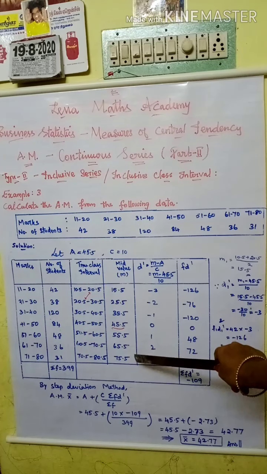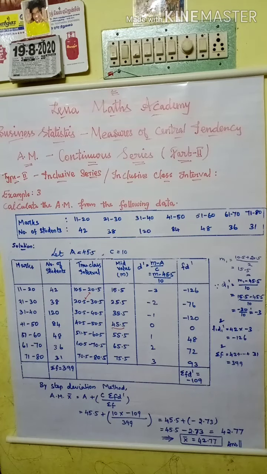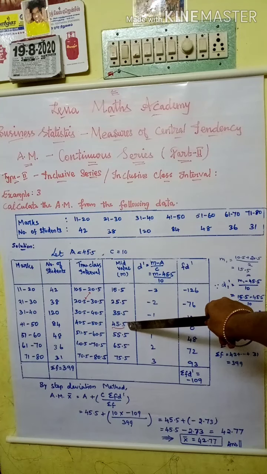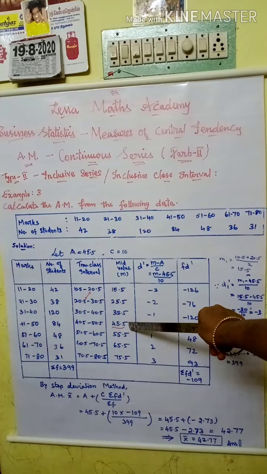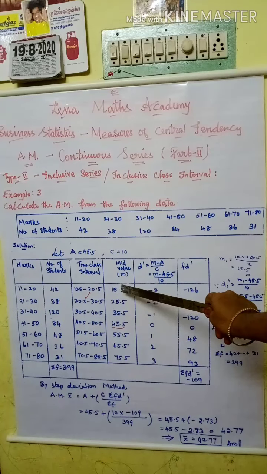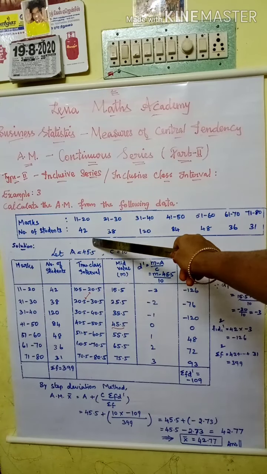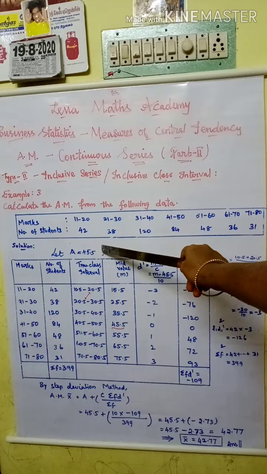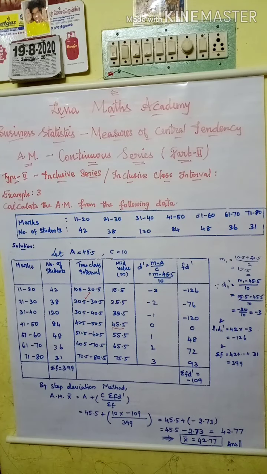The observations are in odd number, so we select the center value 45.5 as the assumed mean. Here the common difference is 10. So assumed mean a is 45.5 and common difference c is 10. Next, the deviation d dash equals m minus a by c. For the first mid value, 15.5 minus 45.5 divided by 10 gives minus 3. Similarly we get minus 2, minus 1, 0, 1, 2, 3.